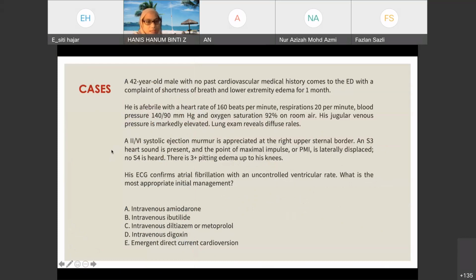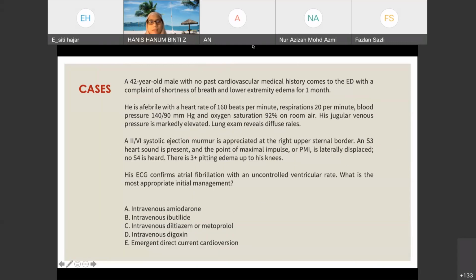Anyone want to volunteer to read the case? Please. Is it 10 o'clock yet? You have another class, right? Hello? Anyone want to volunteer to read the case? I can. Yeah, please go ahead.